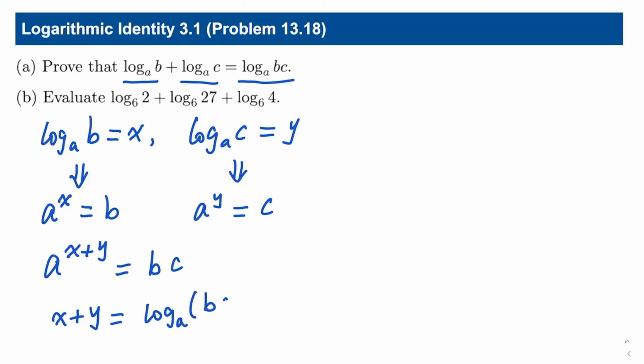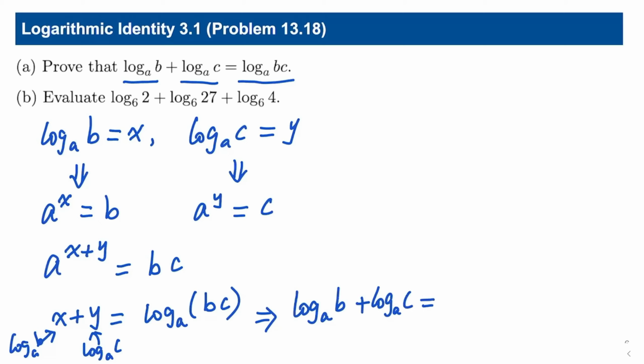a of b times c. And x is log base a of b. y is log base a of c. Therefore, log base a of b plus log base a of c equals log base a of b times c. This is how we prove part A. Now, let's look at part B.